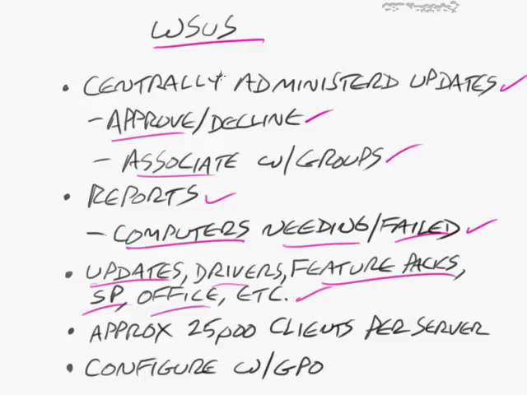With WSUS servers, they're so capable of administering, or rather distributing updates to so many clients that you could actually go up to 25,000 clients per server, according to Microsoft. Although I would never do that. I would have several WSUS servers probably distributed in a large organization like this, in such a way that they could provide good service to different geographic locations and so forth. You configure all of this stuff with a group policy object.